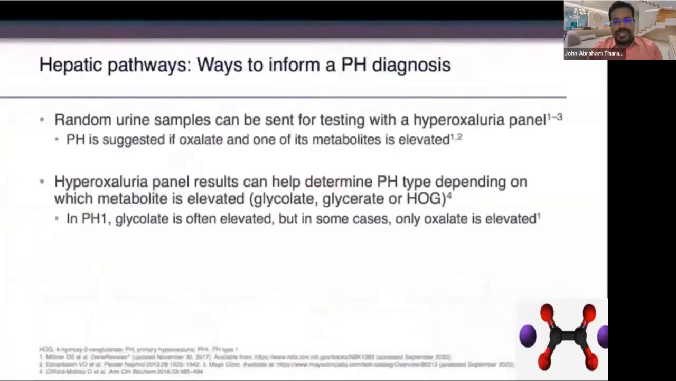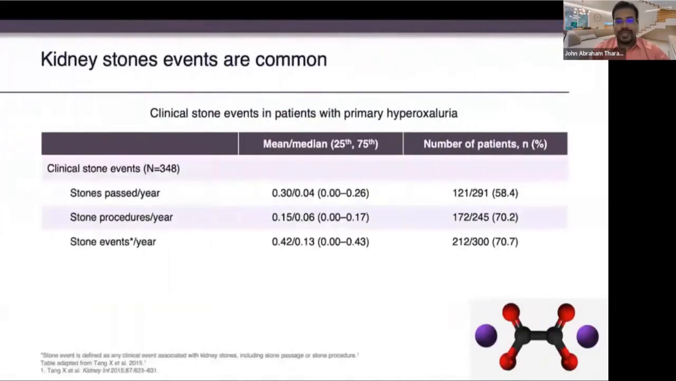So, hepatic pathways, the ways to inform a PH diagnosis is a random urine sample which can be sent for testing with a hyperoxaluria panel, and PH is suggested if oxalate and one of its metabolites is elevated. Hyperoxaluria panel results can help determine the PH type depending on which metabolite is elevated, like in PH1 glycolate, PH2 glycerate, or HOG. In PH1, the glycolate is often elevated, but in some cases only oxalate is elevated.